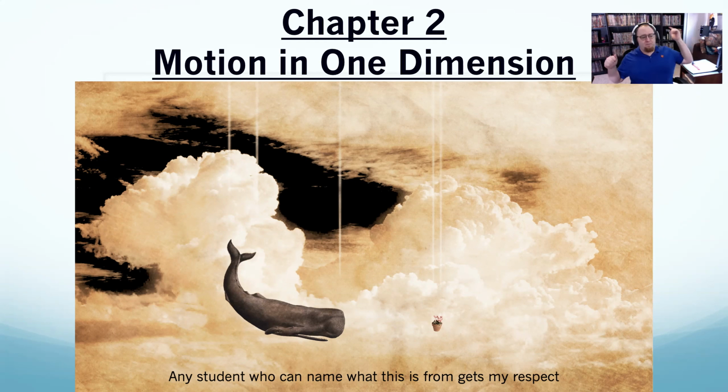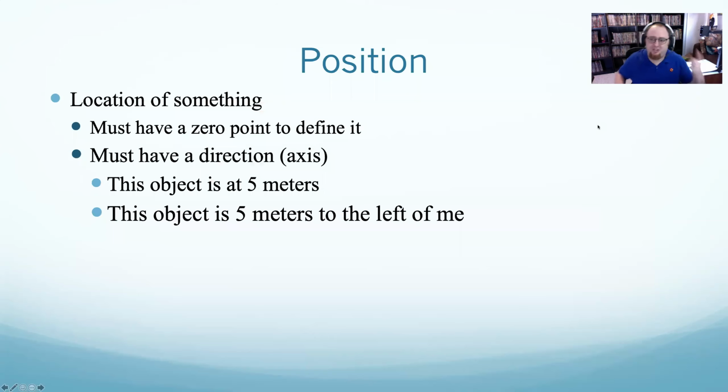So before we can talk about motion, we just have to define a few terms before we can deal with things moving. I'm going to start with talking about position. Position, which I'm sure you're aware of, is the location of something. But to define the position of an object, you have to have two different things. Anytime you want to define the position of an object, you must have a 0 point.